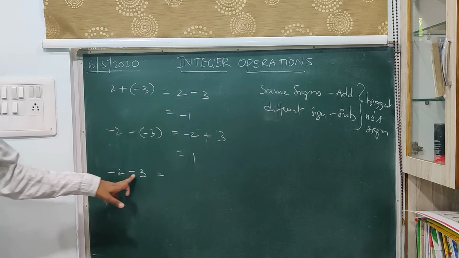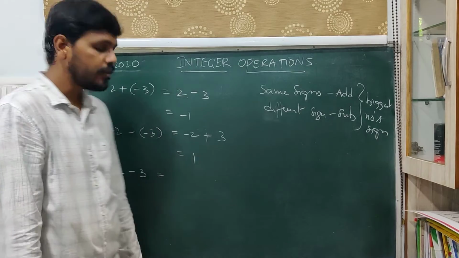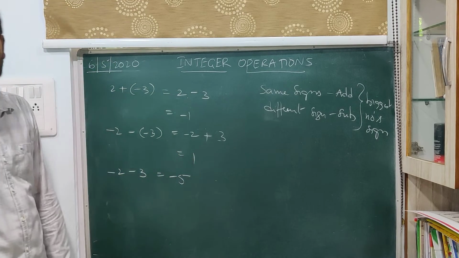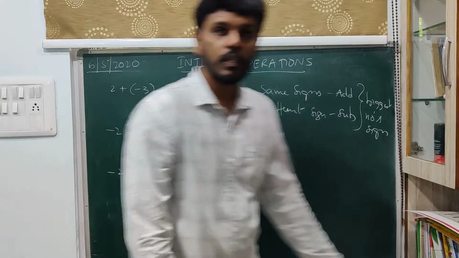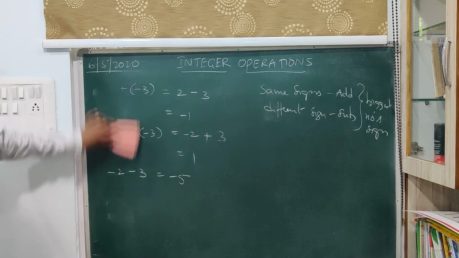Now these are numbers of same sign. So when we have numbers of same sign, you have to add them. 3 plus 2, 5. Biggest number is 3, sign is minus. So keep a minus sign. Now this is very easy. Now we look into extension of the same beyond two numbers.